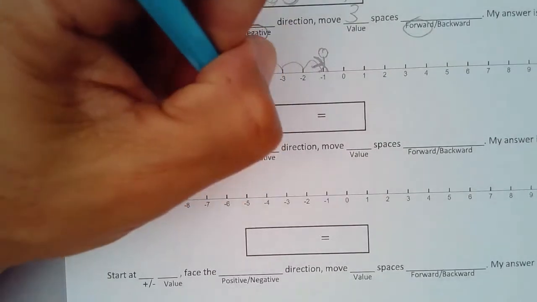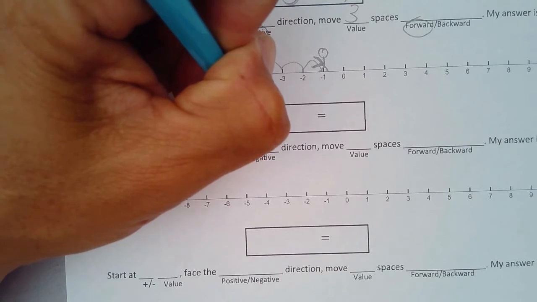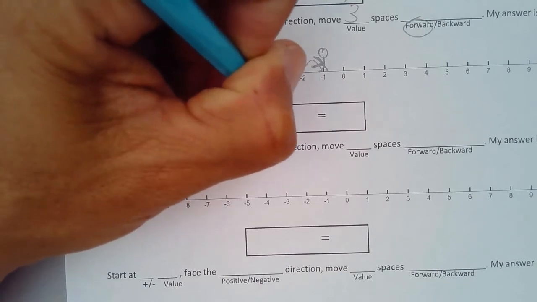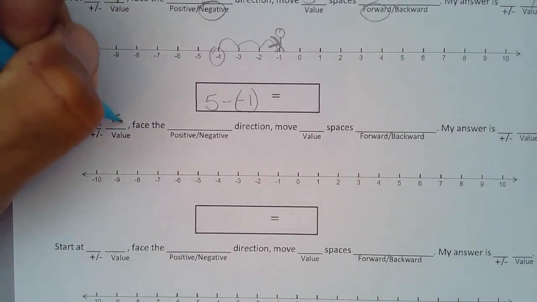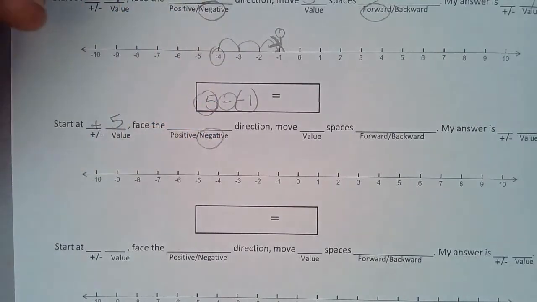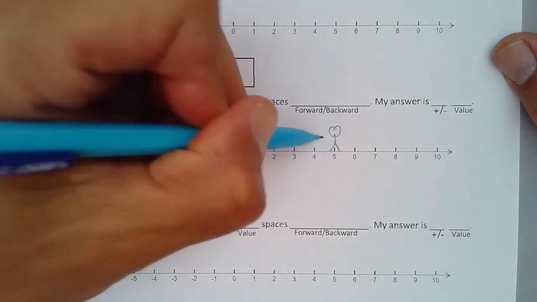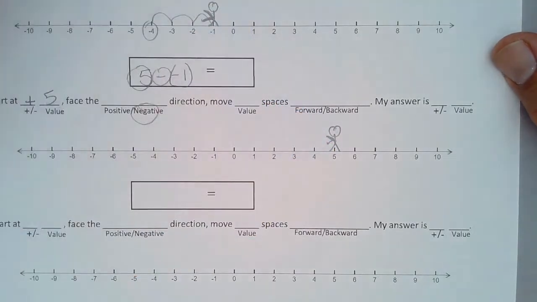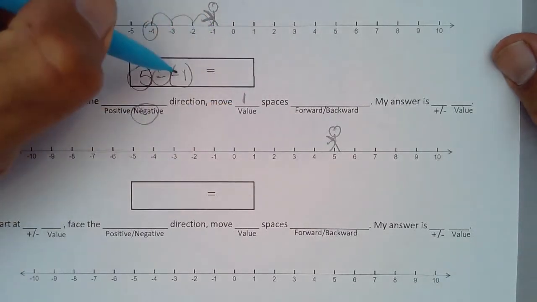Okay, how about 5 minus negative 1? I start at positive 5. I face the negative direction. I move 1 space, but this is telling me right here I have to move backwards.